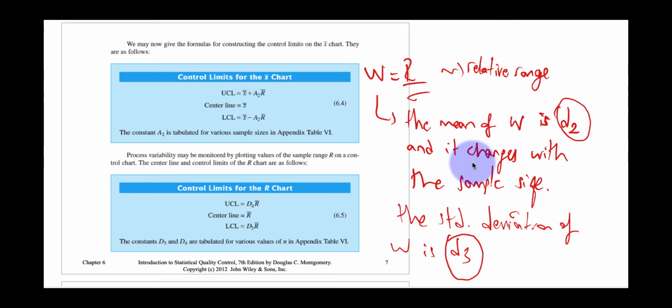But if you are curious or interested in this topic, you can check chapter 4 of the textbook, and you can see what the relative range is and why we are using this, etc. You can find the d2 values in the appendix of the textbook. This is the mean of W, and we also have a standard deviation of W, and it is d3. It is also tabulated in the textbook. You can find them. All right, and just memorize this for a few minutes. The mean of W is d2, and the standard deviation of W is d3.